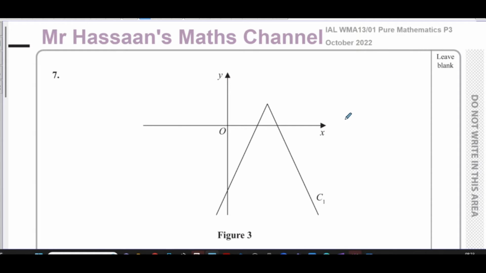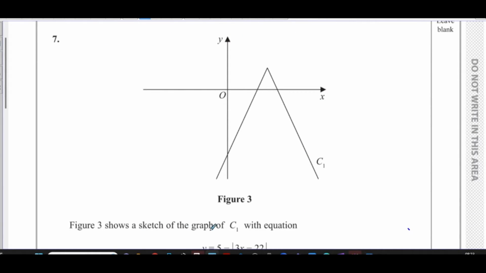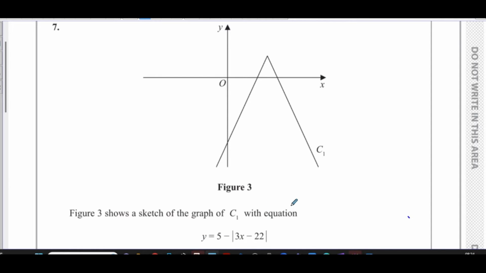This question here is about the modulus function, and they have got a diagram here, figure 3, and they've told us that figure 3 shows a sketch of the graph of C1 with the equation y equals 5 minus the modulus of 3x minus 22, and that 3x minus 22 is inside the modulus sign.